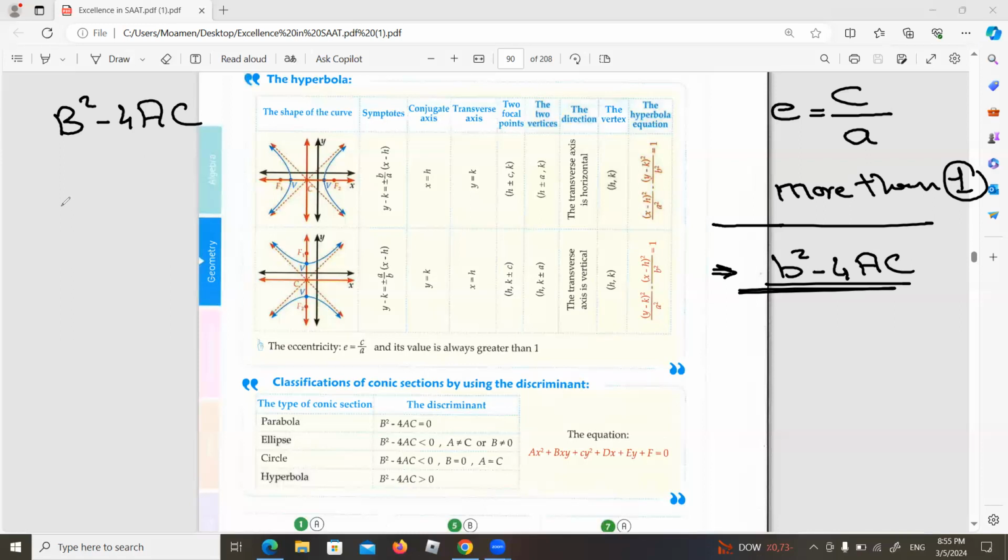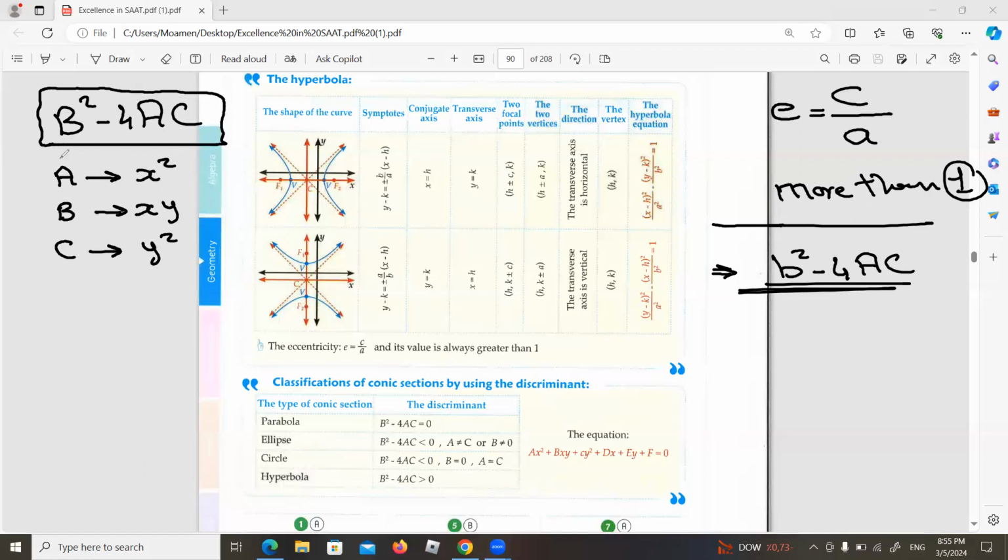Where is A? A is the coefficient of x squared. Pay attention to this, please. B is the coefficient of xy, and c is the coefficient of y squared. So the discriminant is b squared minus 4ac. We use the discriminant to classify the type or the kind of the conic section. What is A? The coefficient of x squared. What's B? The coefficient of xy. What's C? The coefficient of y squared.